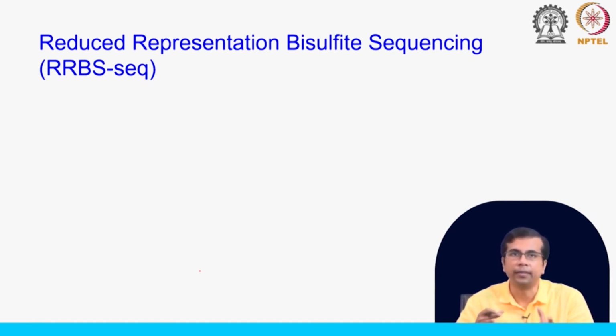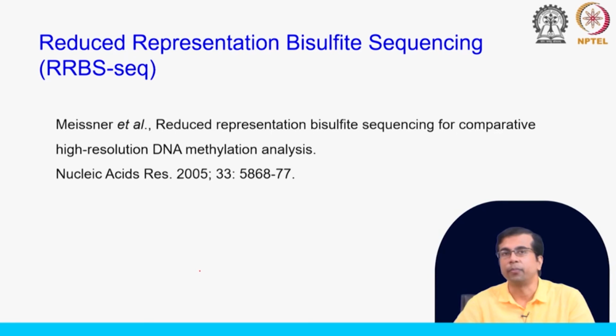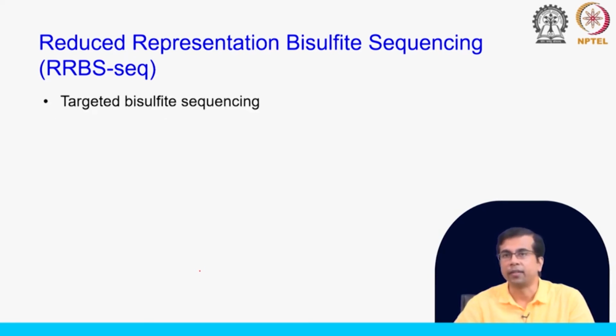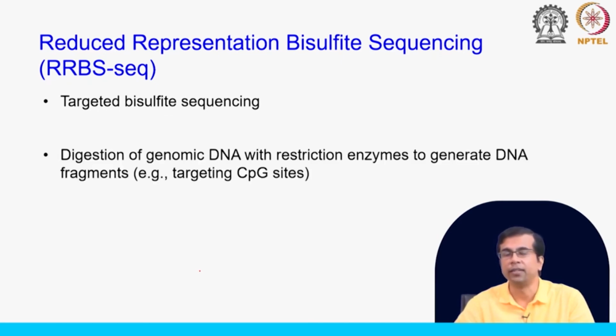And this is precisely what this method suggested. It is called reduced representation bisulfite sequencing, or RRBS-seq. This is the paper which actually suggested this method, and this is a targeted bisulfite sequencing. In this method, we first digest the genomic DNA with restriction enzymes and generate these fragments.